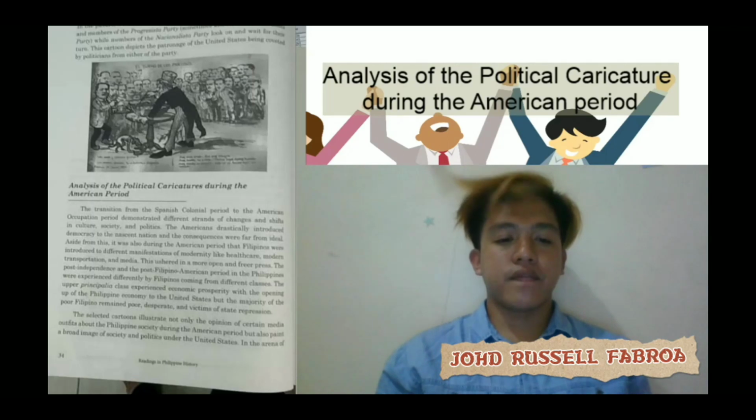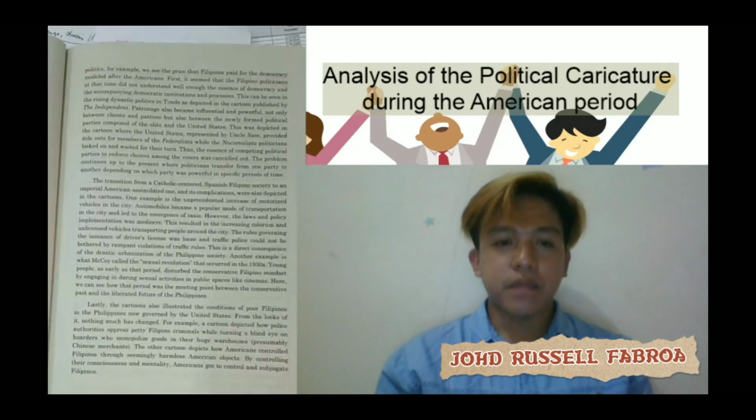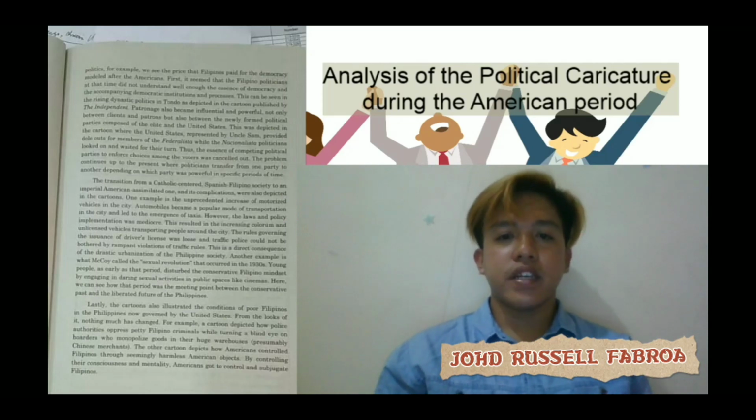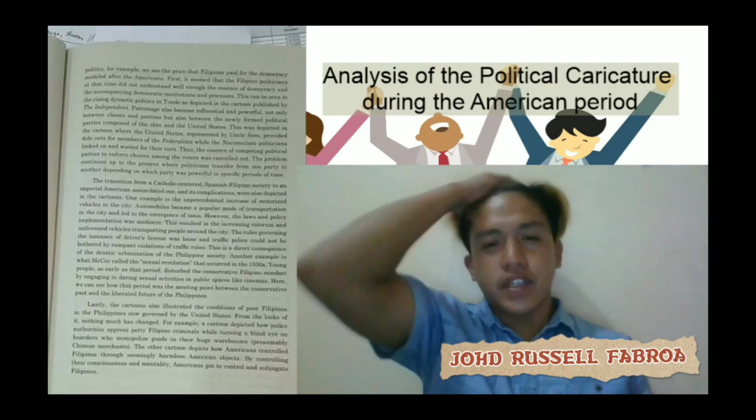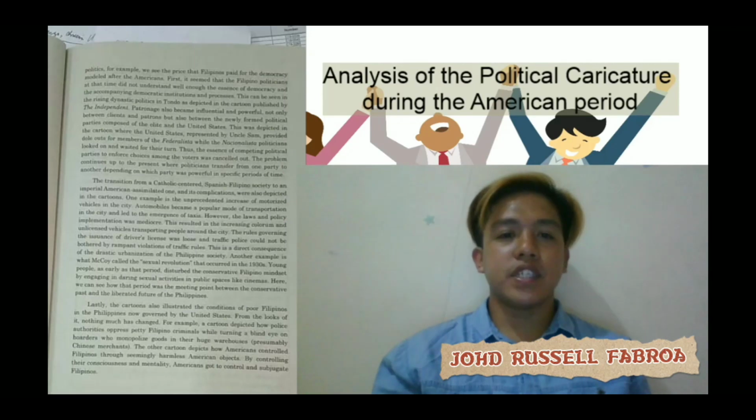In the arena of politics, for example, we see the price that Filipinos paid for the democracy modeled after the American. First, it seems that the Filipino politicians at that time did not understand well enough the essence of democracy, the accompanying democratic institution and process.